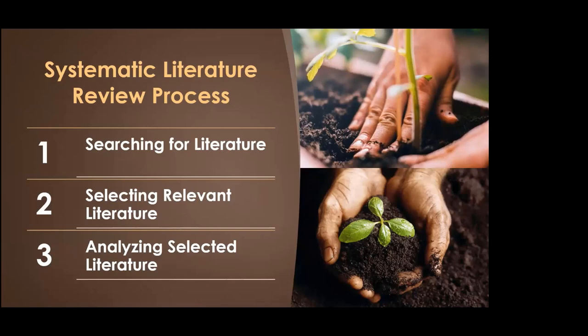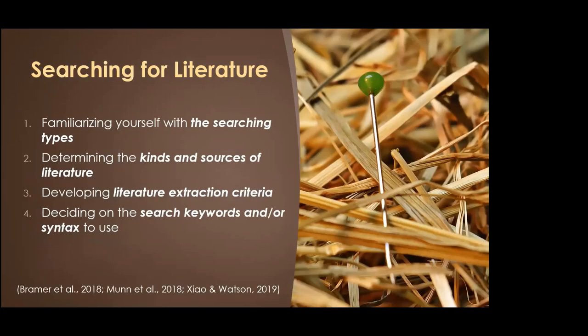So after deciding on your research question, you move on to the process, right? This is where you start looking for literature. There are three main steps in looking for literature for you to analyze and present your findings. The first one is searching for literature. The second one is selecting relevant literature. The third one will be analyzing the selected literature. Okay, so let's start with searching for literature.